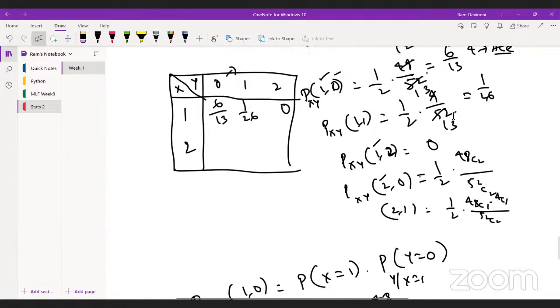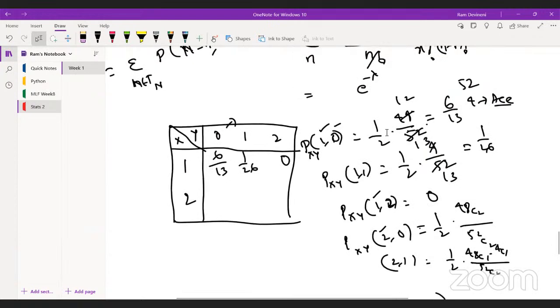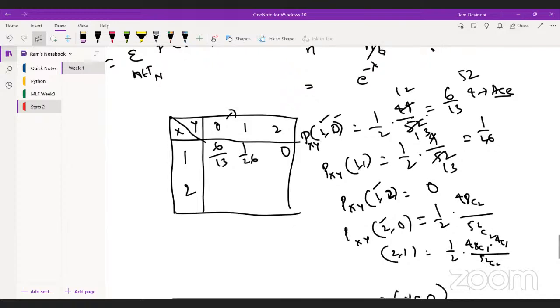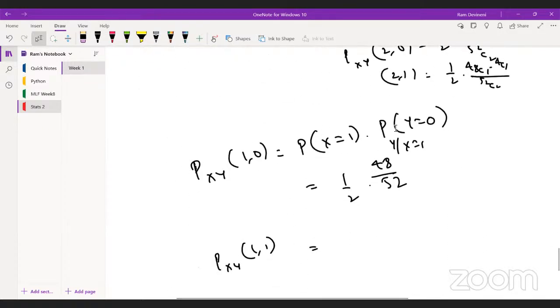Maybe the way I wrote it, since I wrote it like multiplication of two numbers, it could appear as independent, but I wrote this for one draw only. This 48 by 52 came because I'm taking one draw, and when I mention I'm taking one draw, that has become a condition, right? Y given x equals 1 is nothing but the probability that y equals 0 given x equals 1. It's going to be 48 by 52. Probability of y equals 0 is not always 48 by 52.